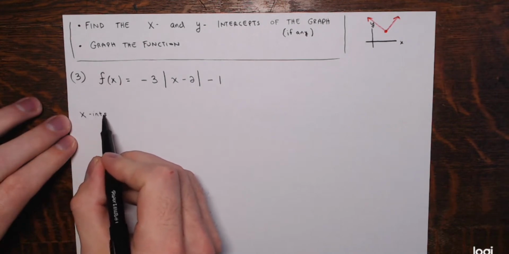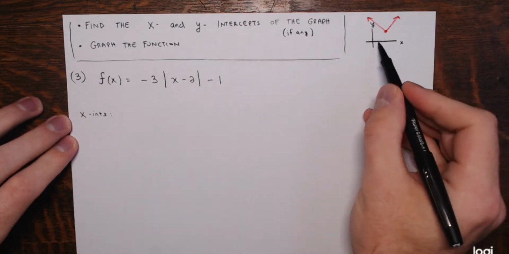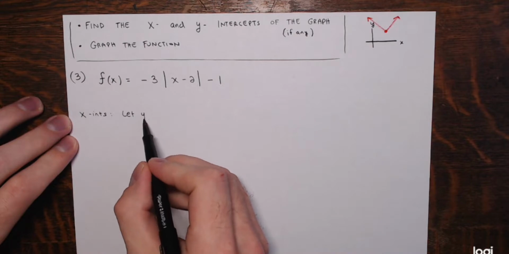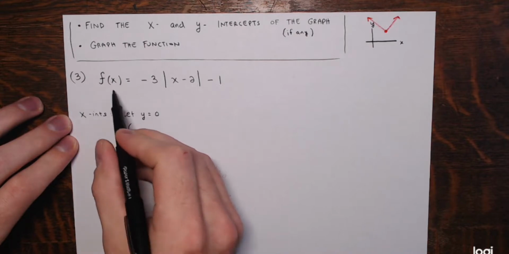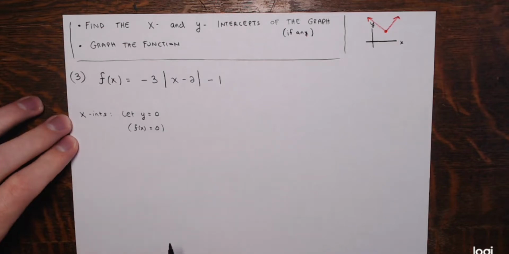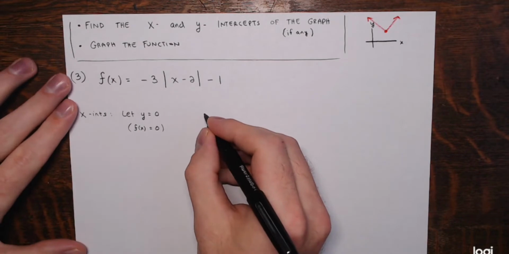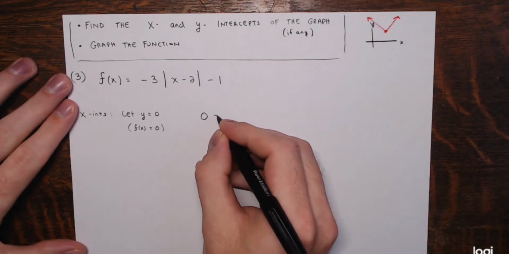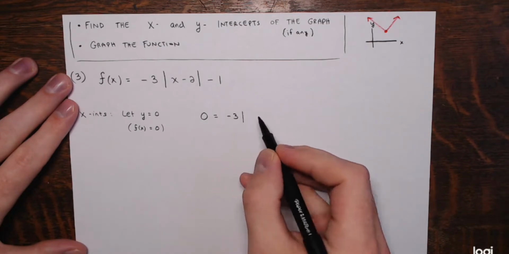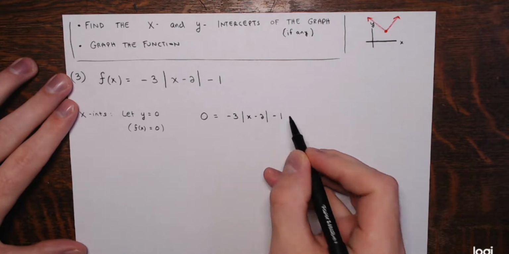Let's put x-ints. Now remember, x-intercepts are points on the x-axis, meaning that the y value is 0. So let y equal 0, or, in this case, f of x, replace that with 0. And then we solve for x. So we're solving this equation, right? We have 0 equals negative 3 times the absolute value of x minus 2, minus 1, right? And we're solving this for x.